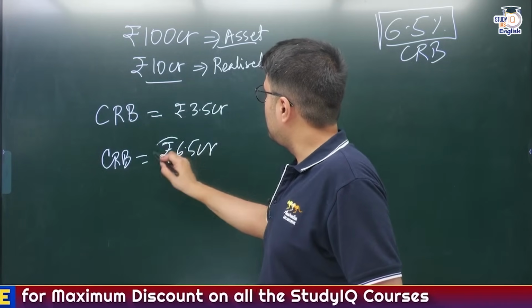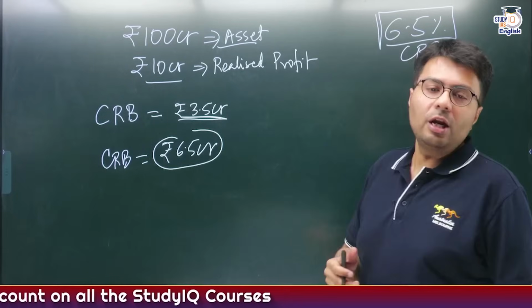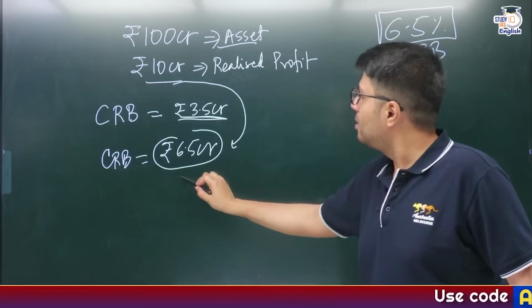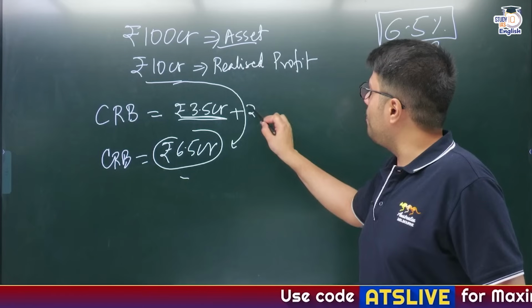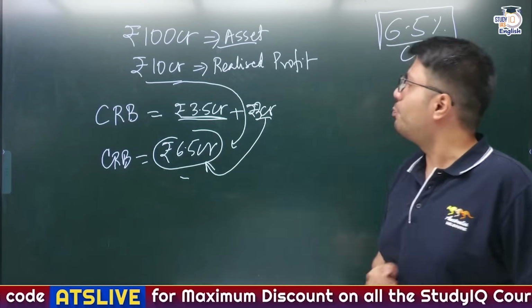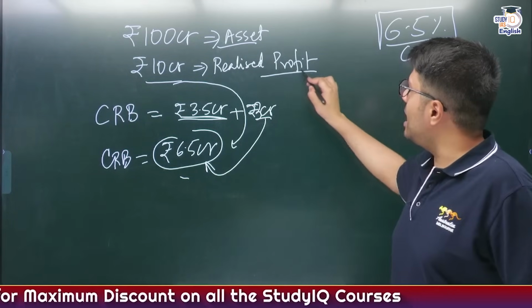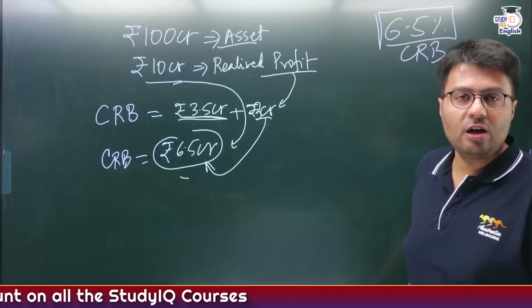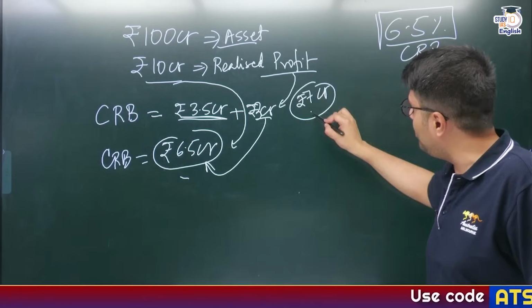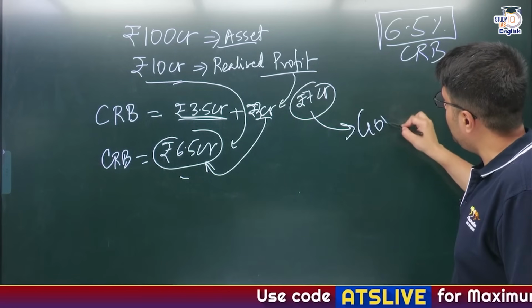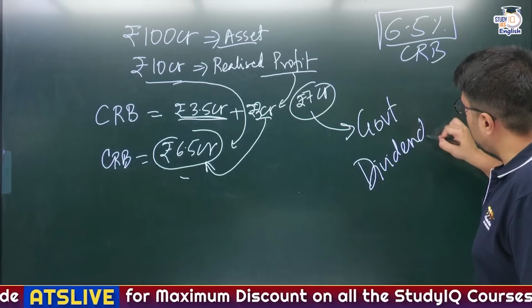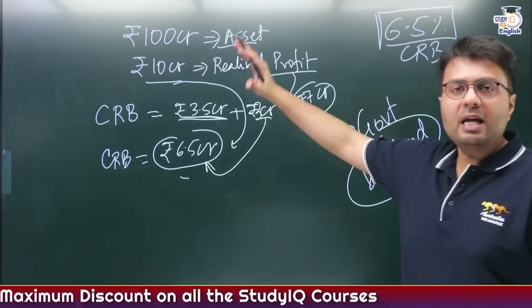Here the CRB needs to be 6.5 crore rupees. But it has how much CRB? 3.5 crore rupees. So from its realized profit, it will add 3 crore rupees more to its CRB, then only it will become 6.5 crore rupees. And how much realized profit will be left after transferring 3 crore rupees to CRB? It will be left with 7 crore rupees profit. And this 7 crore will be given to government as what? Dividend. Understood? Any doubt?